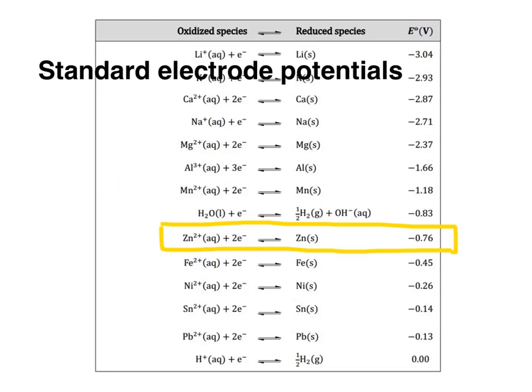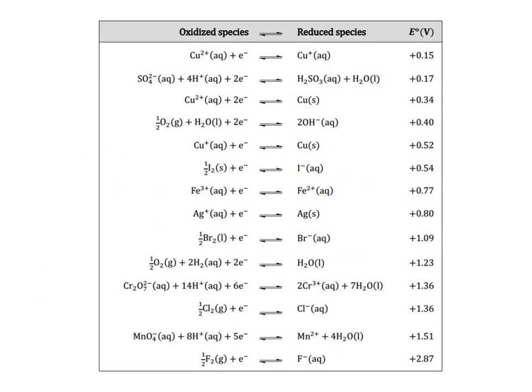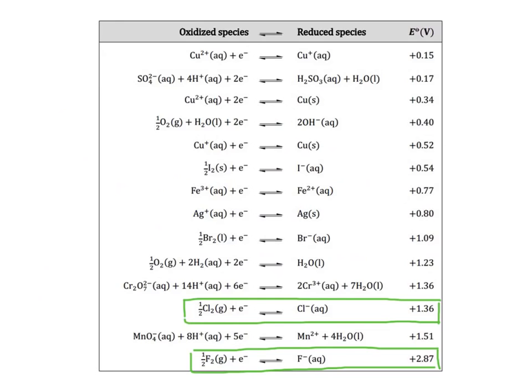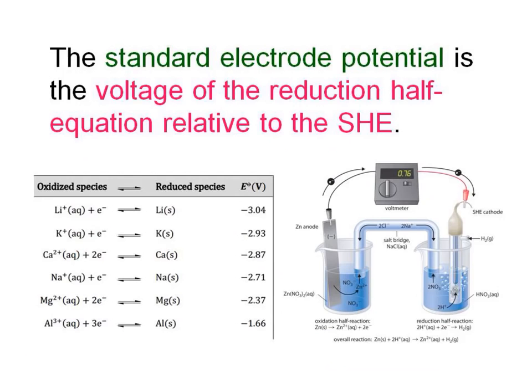In order for the metal atoms to be oxidized to form cations, the reactions must be reversed. When the reactions are reversed, the sign of the standard electrode potential changes. That's where we get the positive 0.76 from that we saw earlier. If we go ahead and look at the second part of our table, we see all the way at the bottom we're dealing with our halogens. We see now that the standard electrode potentials are positive, so the process is favorable. We know that this is correct as the halogens will gain electrons, become reduced, and form the anions. And so, the standard electrode potential is the voltage of the reduction half equation relative to the standard hydrogen electrode.